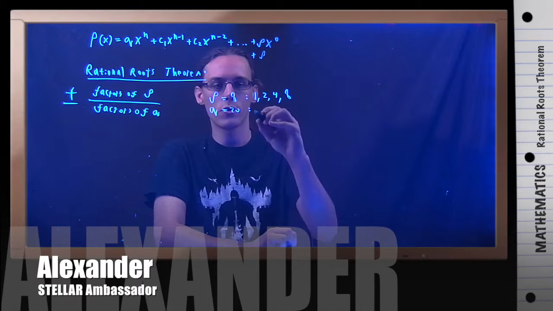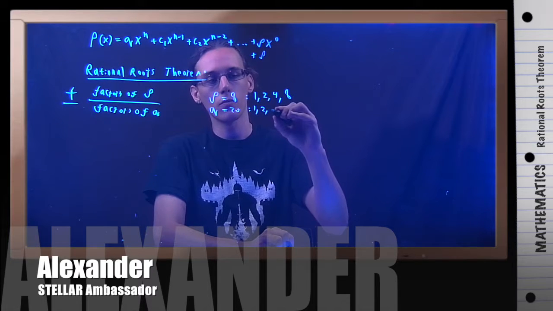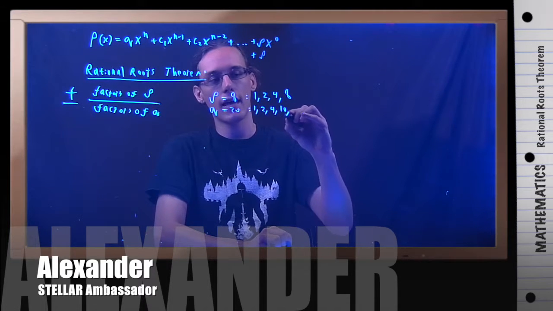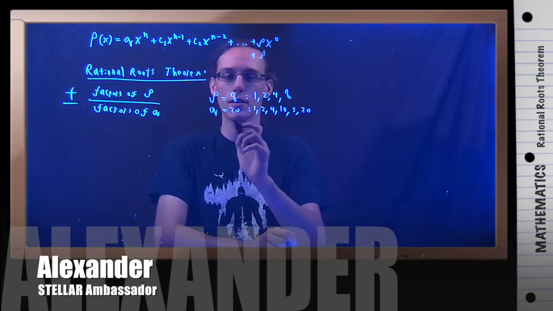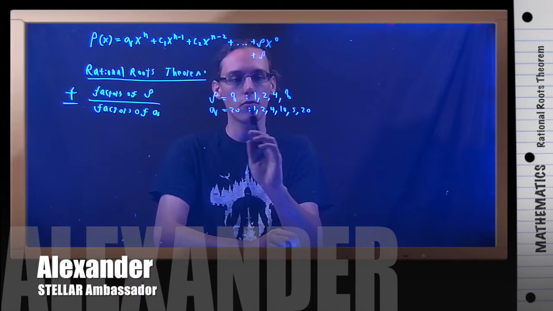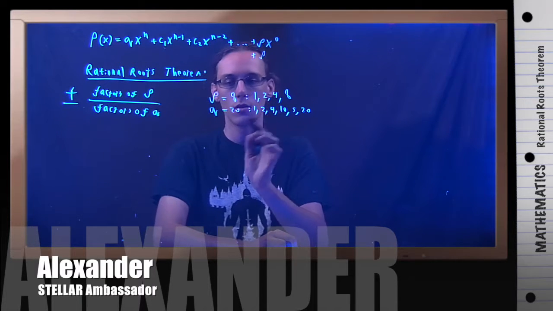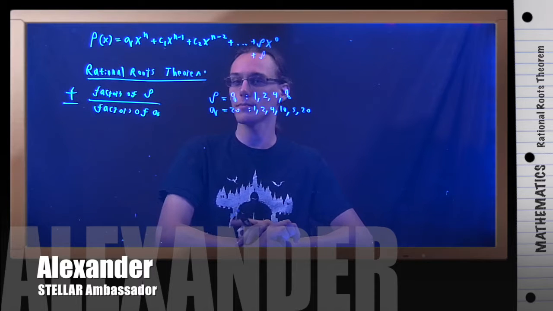And then for 20, I'm going to have 1, 2, 4, 10, 5, and 20. Let's make sure I didn't miss anything. 1 goes in, 2 gives me 10, 4 gives me 5, 10, 2, 5, 20. So there's all my factors of 20.